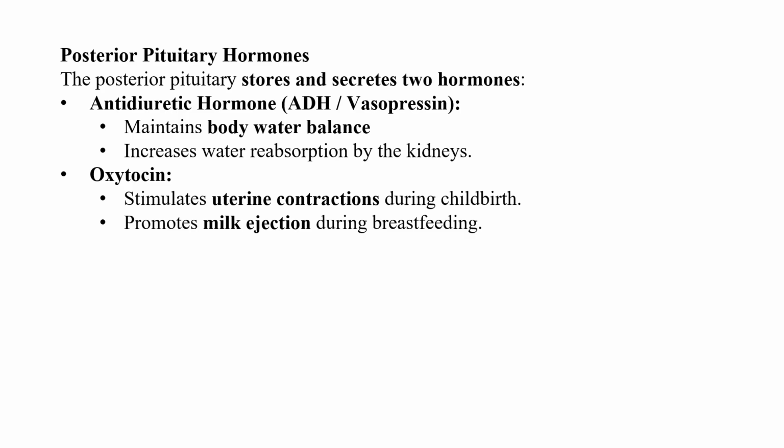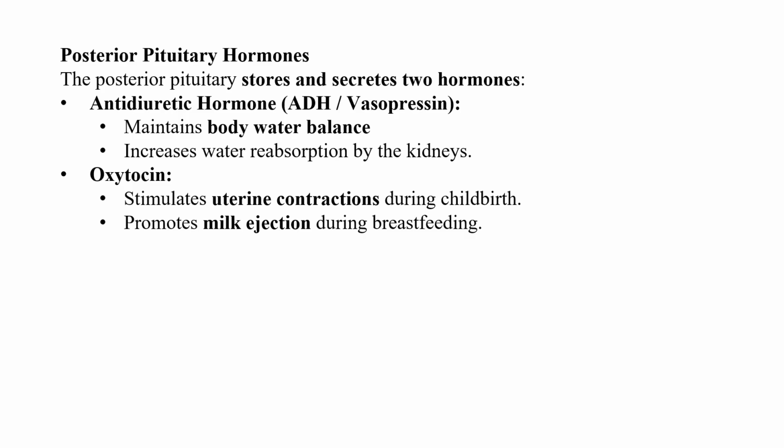Finally, let us look at the posterior pituitary. The posterior pituitary stores and secretes two important hormones, antidiuretic hormone or ADH and oxytocin. ADH, also known as vasopressin, is important for maintaining the body's water balance. It increases water reabsorption by the kidneys. So, ADH helps the body conserve water and maintain an appropriate water balance.